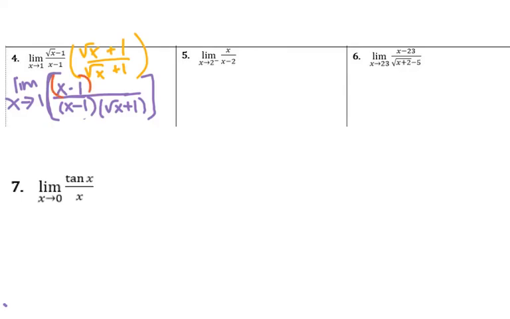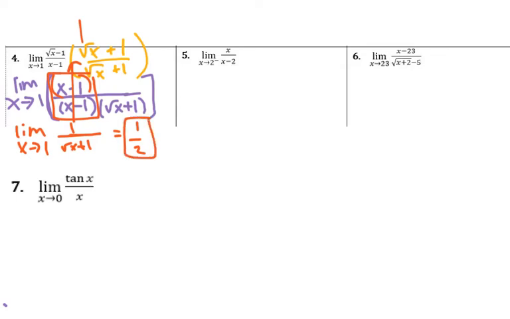I can now take this one step further. I can divide this term to be 1. So this leaves me with the limit. Again, you have to write the limit. You can't just jump to say that this is 1 over the square root of x plus 1. You have to write the limit. The limit as x approaches 1 of 1 over the square root of x plus 1. Now I can use direct substitution. That's simply going to give me 1/2.